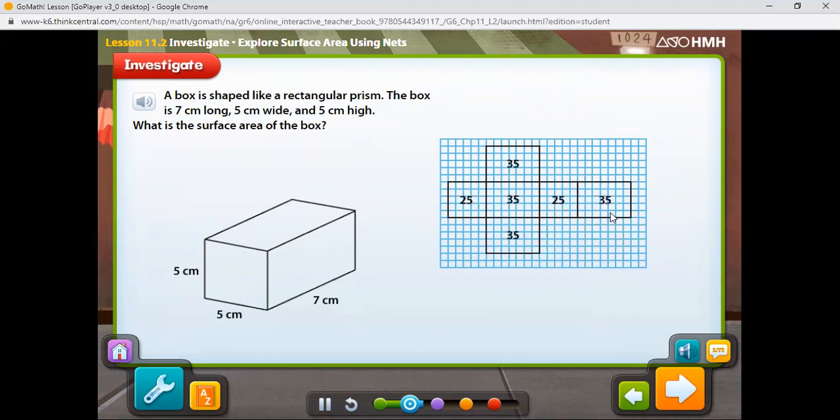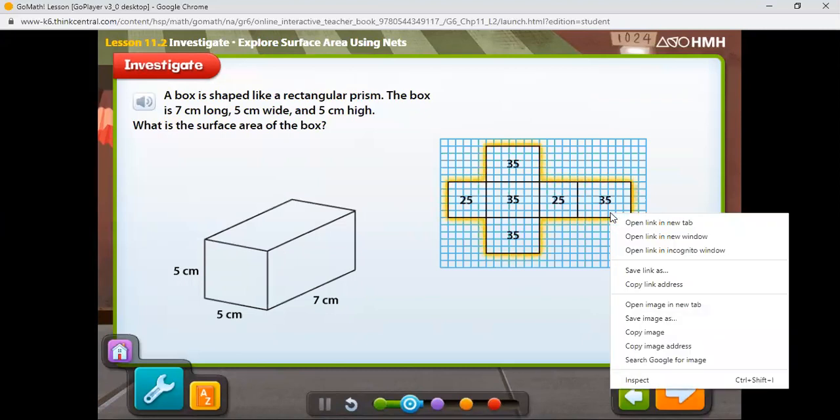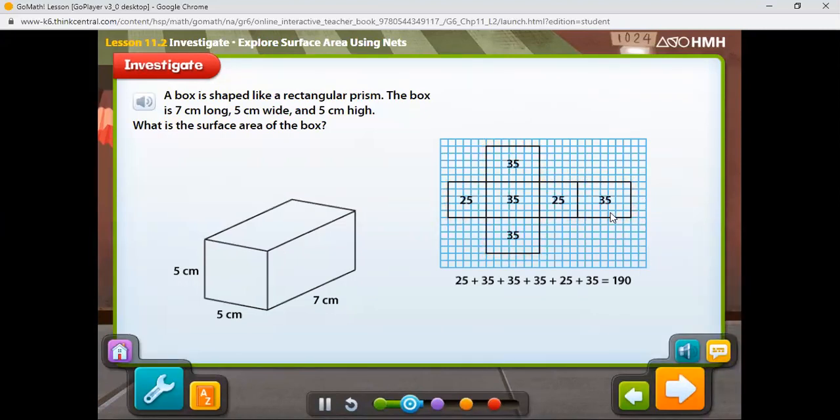Now that we know the total grid squares of the 6 faces, let's add them all up to find the surface area. 25 plus 35 plus 35 plus 35 plus 25 plus 35 equals 190. Because the unit of each side is in centimeters, the surface area of this rectangular prism is 190 square centimeters.